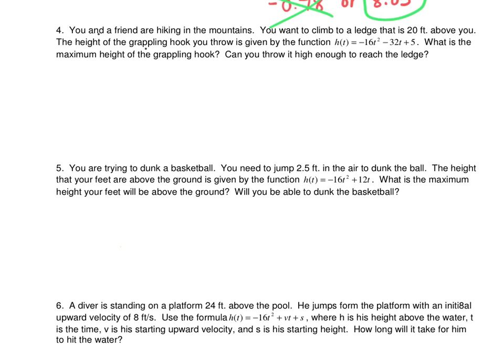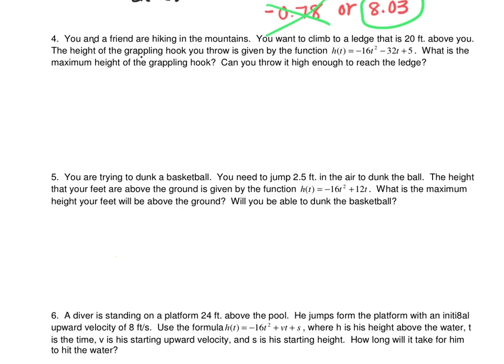The next problem we're going to look at is number 4. You and a friend are hiking in the mountains. You want to climb to a ledge that is 20 feet above you. The height of the grappling hook you throw is given by the function negative 16t squared minus 32t plus 5. What is the maximum height of the grappling hook? Can you throw it high enough to reach the ledge? So I am climbing a mountain with my friends.